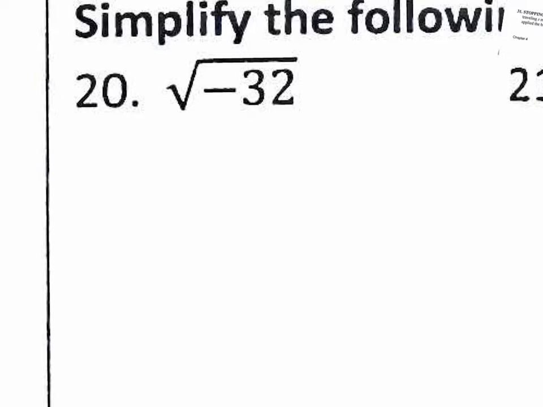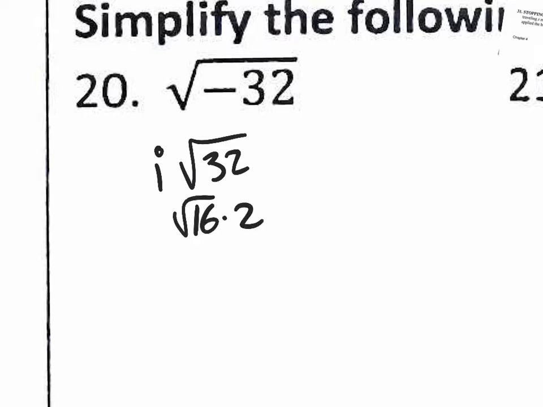Anytime you have a negative on the inside, it's going to come out as an i. So you're going to have an i on the outside, square root of 32 on the inside. Square root of 32 could be broken down with multiplication to get a perfect square number. Let's not go with 4 and 8. Let's go with 16 times 2. So that way when you split the root, the bigger perfect square number saves you a lot of work. So the square root of 16 is 4. Square root of 2 stays.